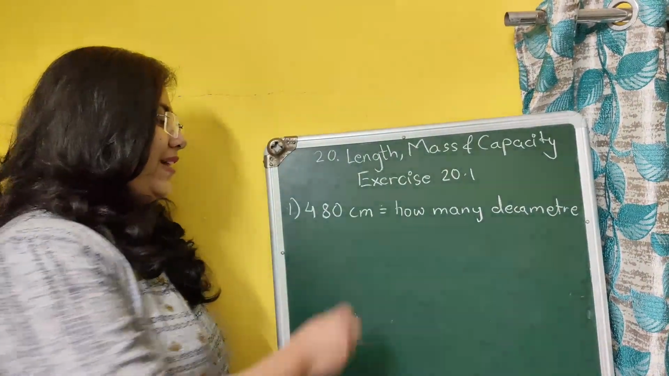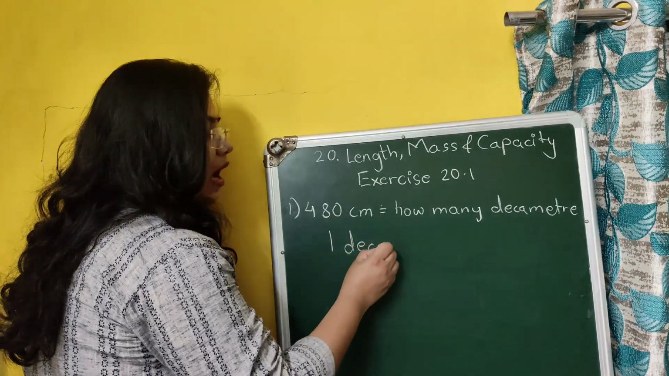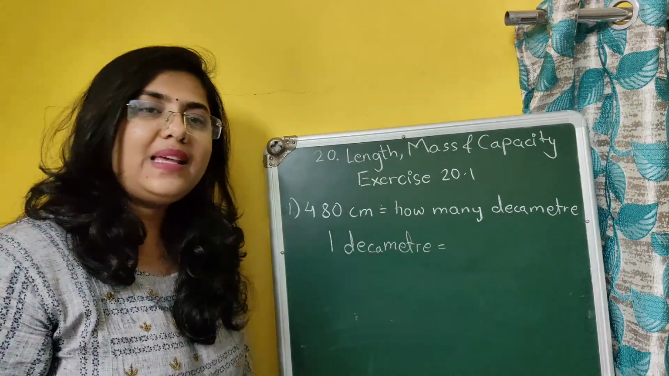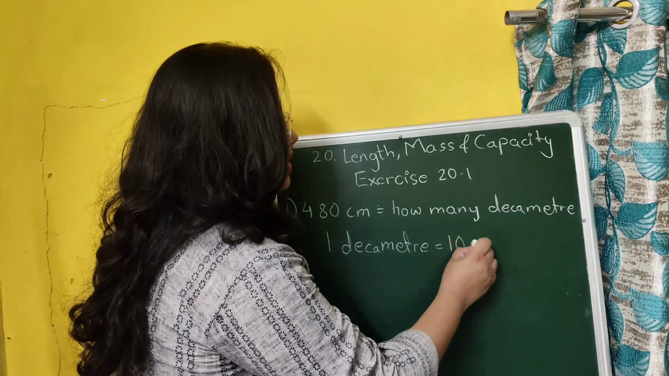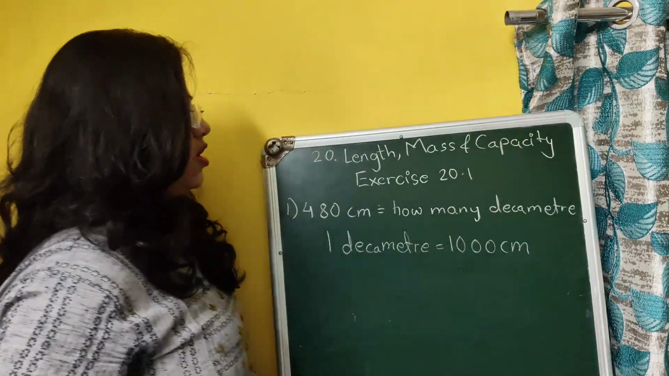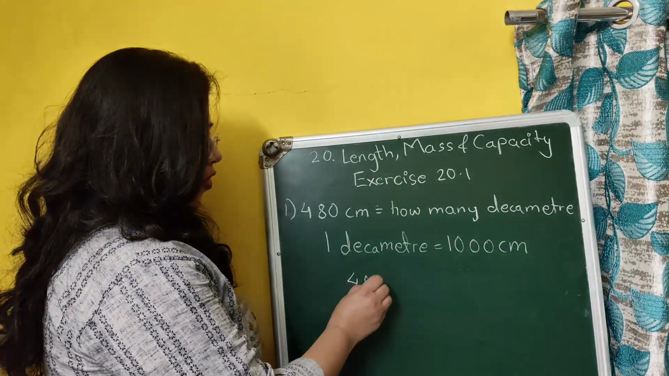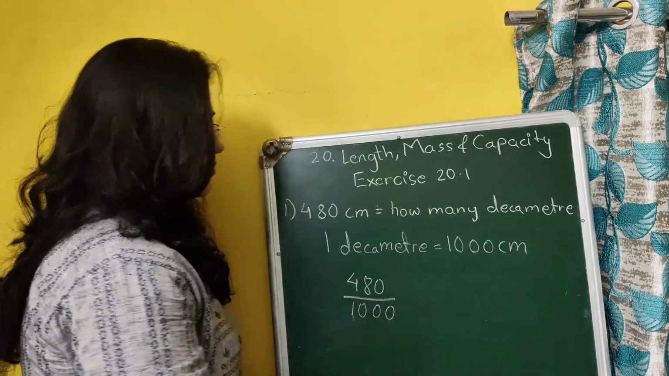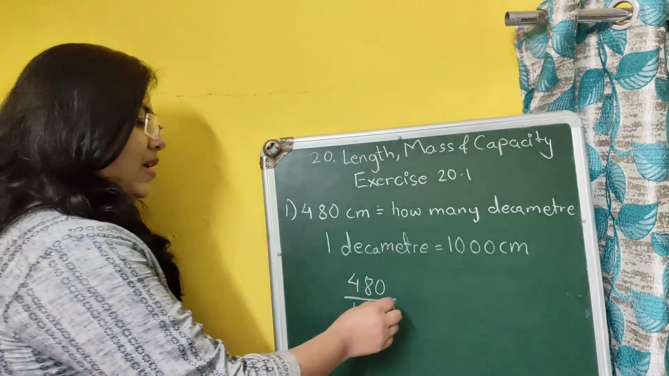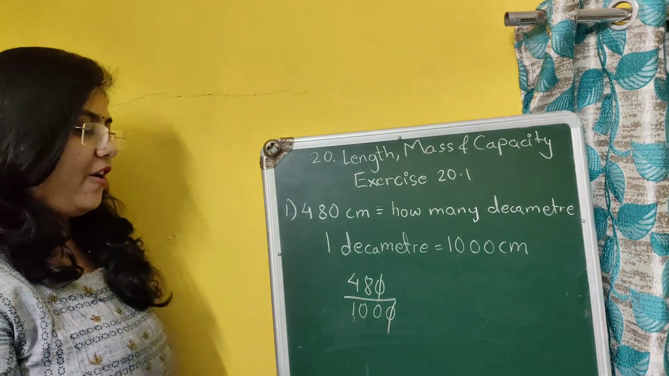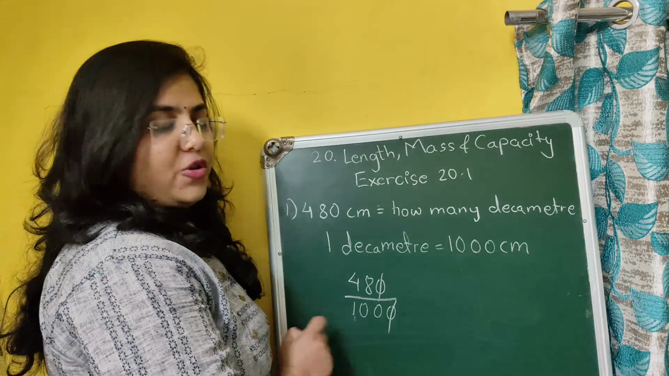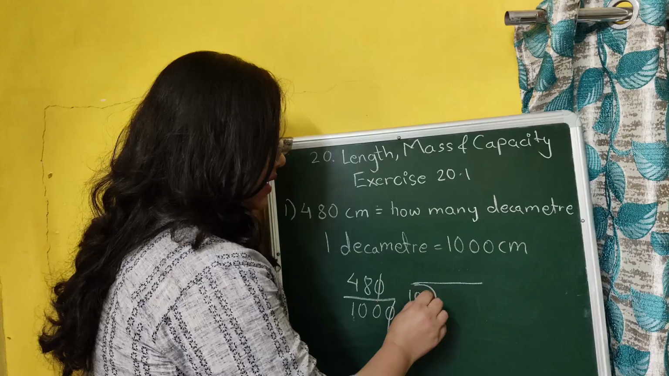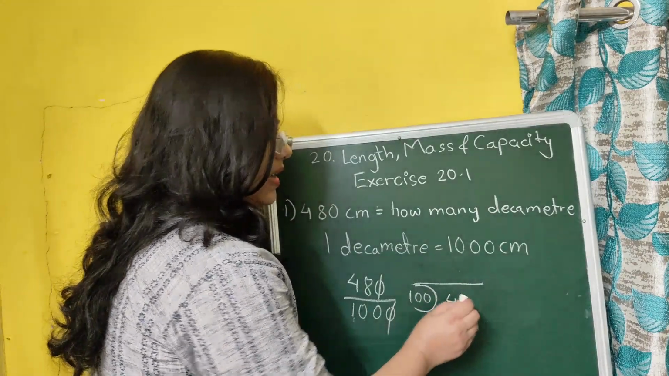Now 1 decameter is equal to 1000 centimeters. So what we need to do is 480 divided by 1000. How are we going to do it now? 0 and 0 will get cancelled here. After that, 48 we need to divide by 100. So how are we going to do it? Here, as we have 100 down, we will write it here, and here we will write 48.